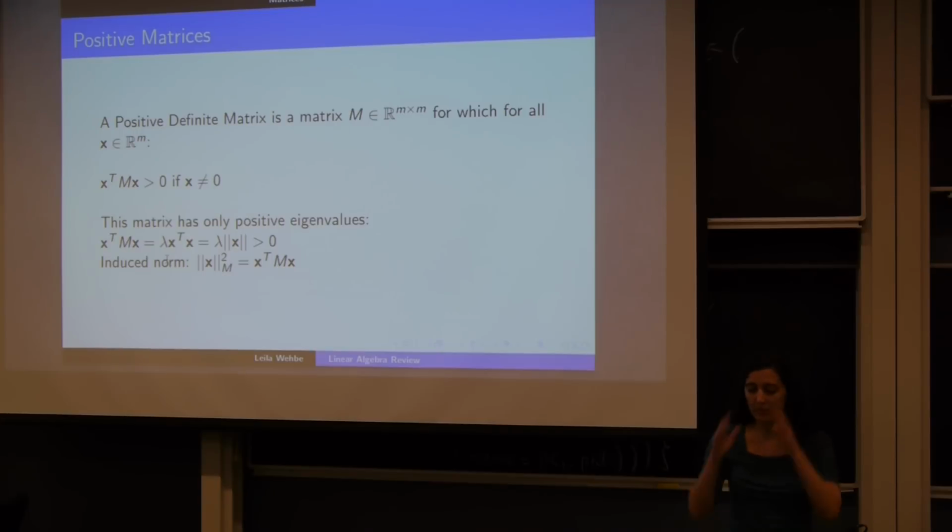A positive definite matrix is a matrix for which we have this property: x transpose times M times x is greater than 0 for any x that is not 0. That's why such a matrix only has positive eigenvalues, because we can replace this term by lambda x transpose x, and we obtain lambda times the norm of x. So if x is not 0, then lambda cannot be 0.